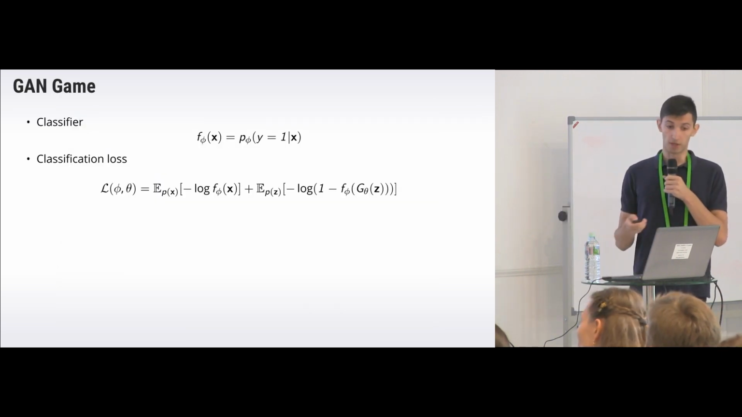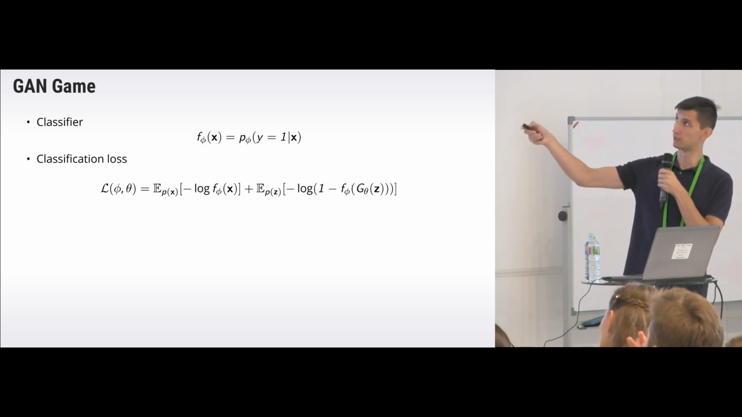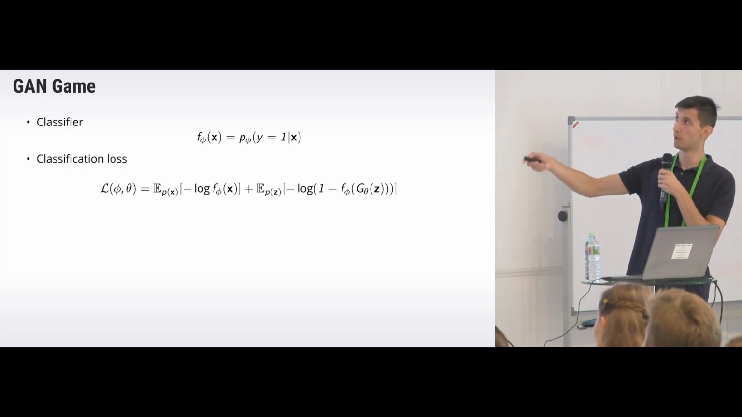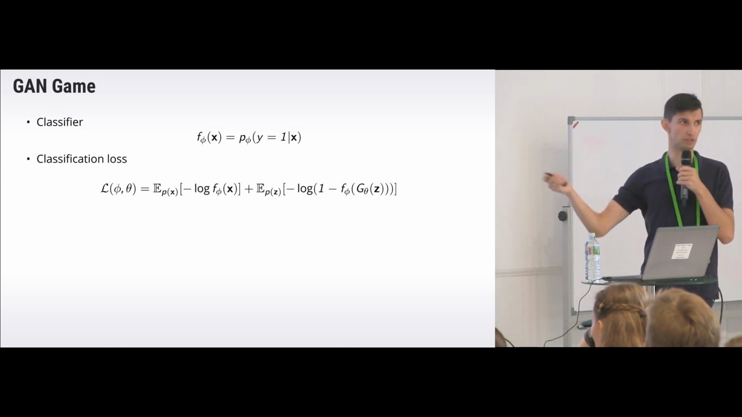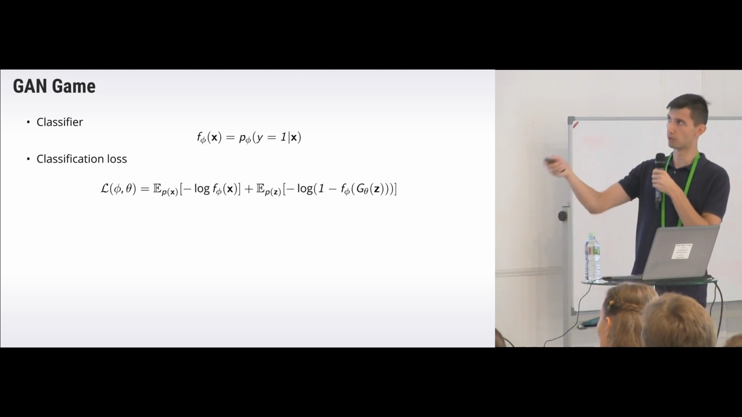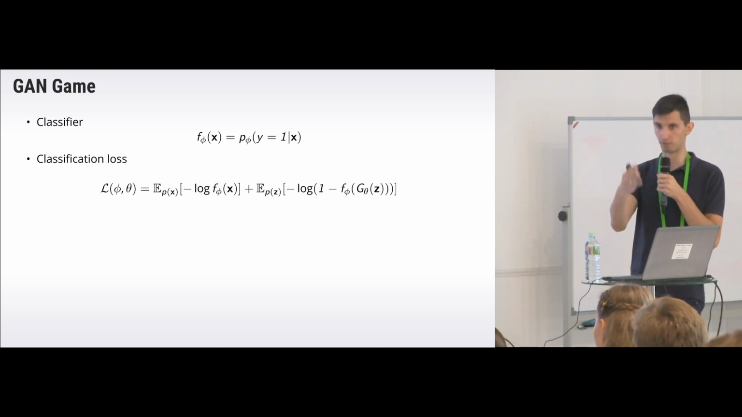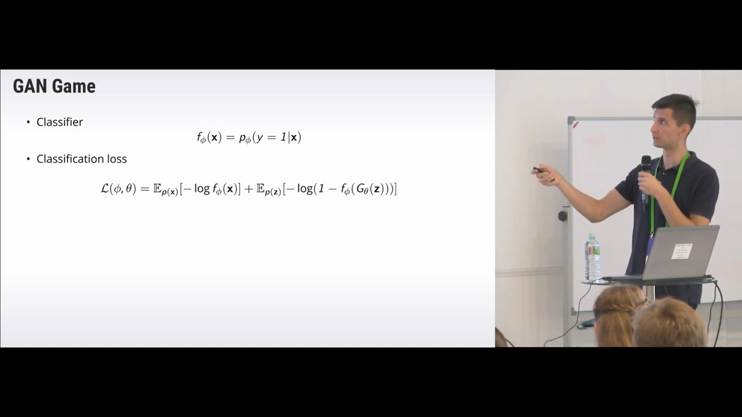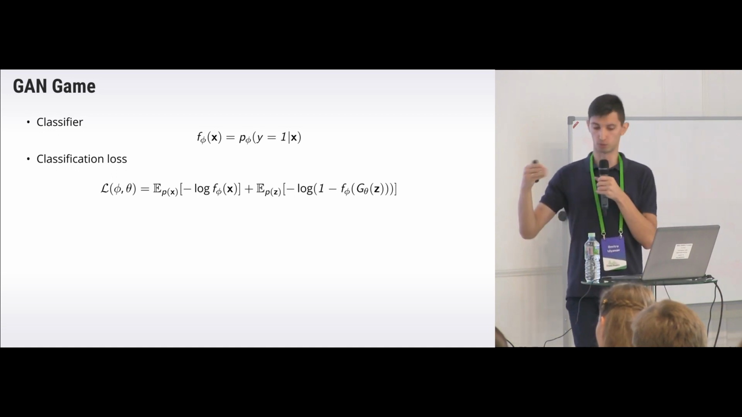So how exactly does it work in a GAN? We have a classifier. Basically, it predicts the probability for class 1. Then we have a classification loss, basically the log loss used in any classification task. We want our real data from P of x to have label 1, and data from the fake distribution, from G, from Q, to have label 0.